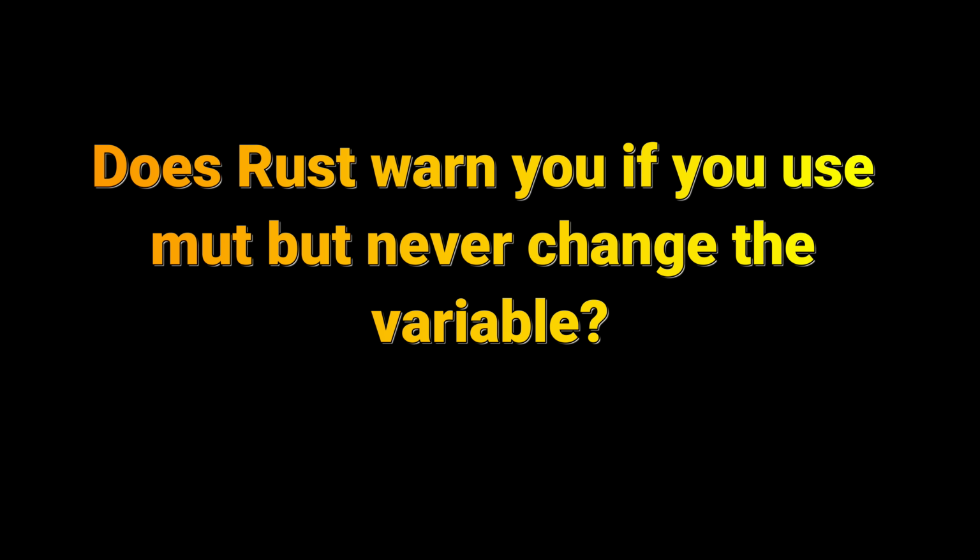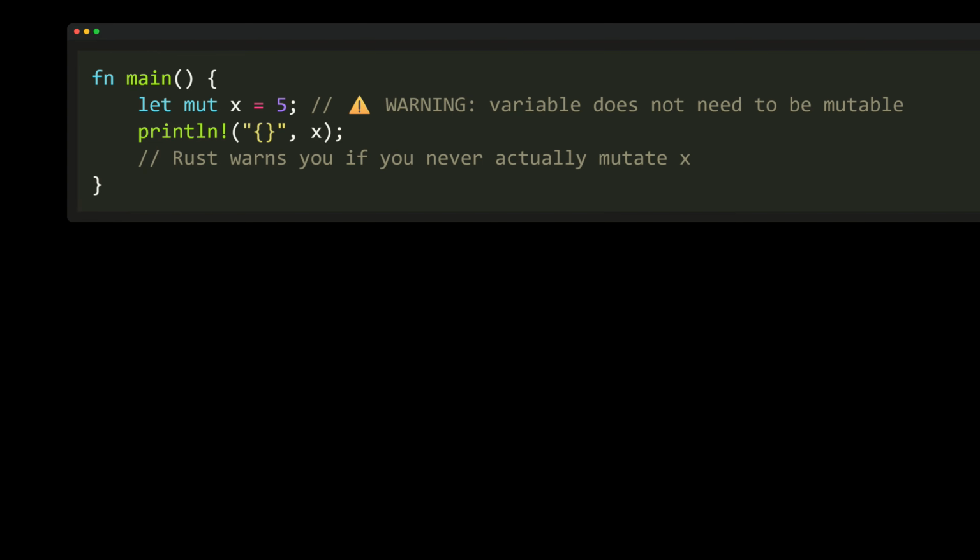Question: does Rust warn you if you use mut but never change the variable? Yes, Rust gives you a warning if you mark a variable as mutable but never actually change it. This is because mut is a signal that you plan to modify the variable. If you do not modify it, the mut is not needed.